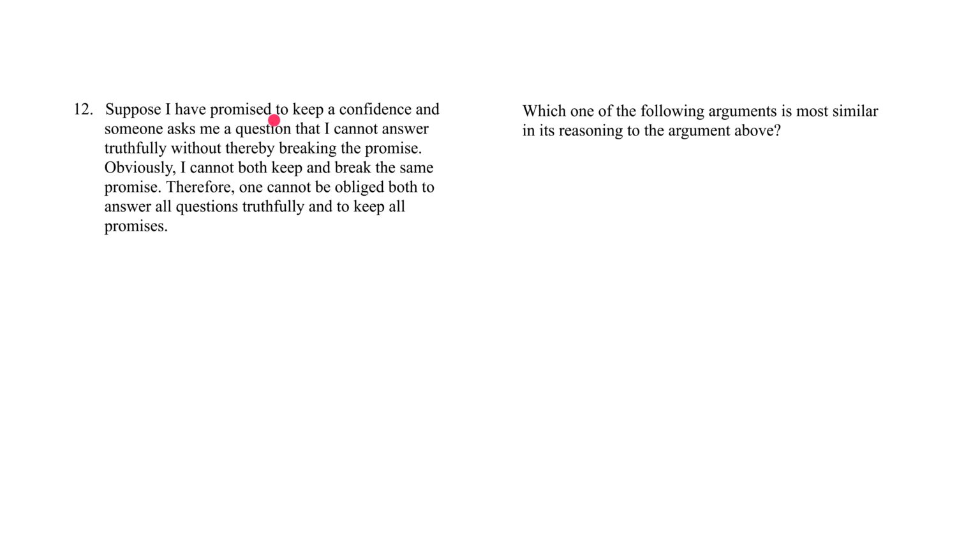It says, suppose I promise to keep a confidence and someone asks me a question I cannot answer truthfully without thereby breaking the promise. Obviously, I cannot both keep and break the same promise. Therefore, one cannot be obliged both to answer all questions truthfully and to keep all promises. You see that "therefore"; there's your conclusion, with premises supporting the conclusion. That's the basic argument labeling exercise, right? Now, to understand the support structure, this is not bad. This is actually a fairly strong argument, because if these premises are true, this conclusion does seem to follow, right?